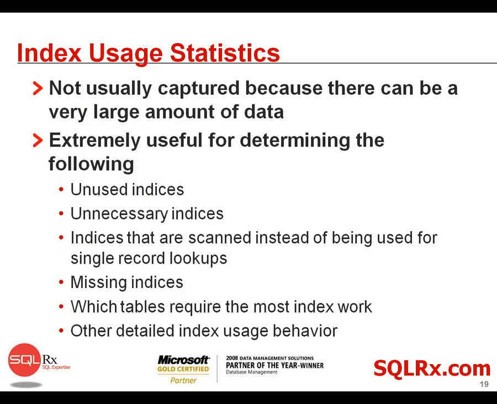Index usage statistics are not usually captured because, as I mentioned before, they can be very large, but they're extremely useful for determining things like unused indices, unnecessary indices, indices that are scanned instead of looked at like singletons, single lookups, missing indices, and which tables need the most help when it comes to index rework, so you're not trying to redo the whole database, you're just doing part of it. And then other detailed usage behavior, locking, waiting for locking, things of that nature. There's a myriad of performance metrics out there for indices.